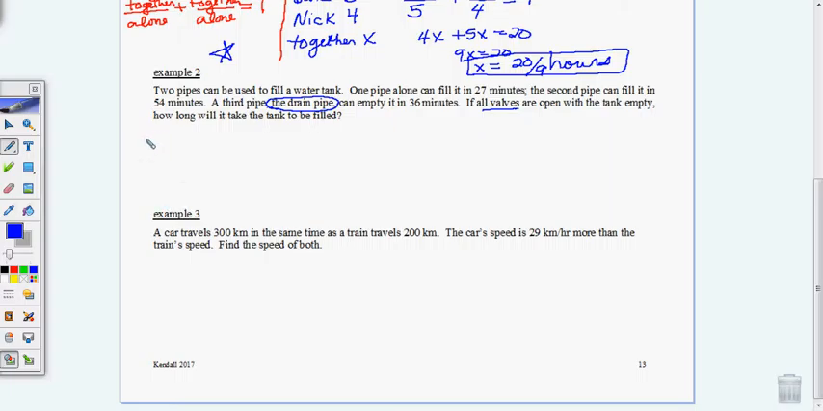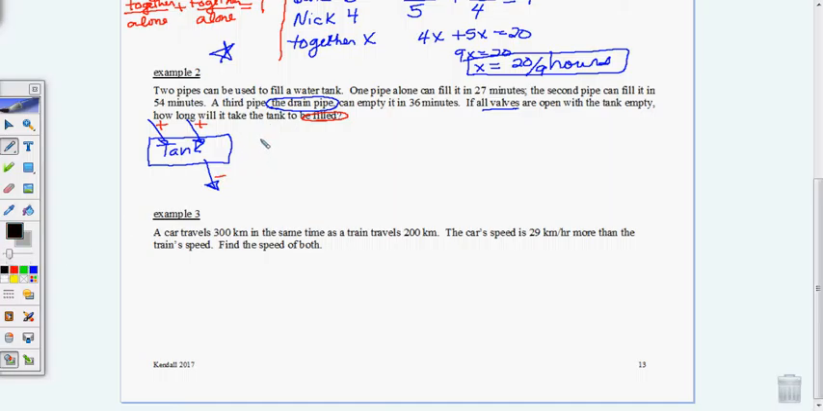Now, here is what I want you to visualize. This is your tank. You've got one pipe filling, a second filling, and one taking water out. Think about positives and negatives. I'm going to say filling is positive, draining is negative, because it's the opposite of what I want. I want to fill the tank, and that's taking away from the tank. So we've got that new little twist.